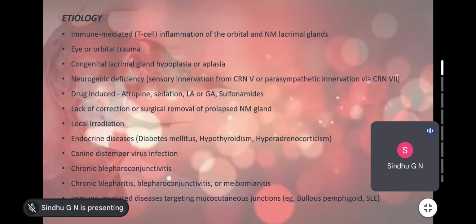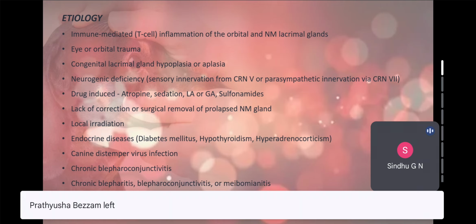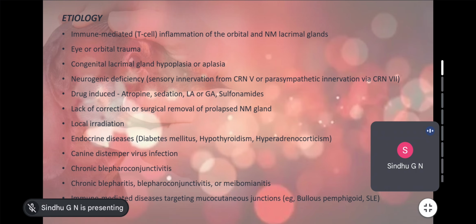So etiology of canine dry eye: immune mediated or T cell mediated inflammation of the orbital and nictitans membrane glands. Then eye or orbital trauma can cause lack of stability of the tear film, congenital lacrimal gland hypoplasia or aplasia. The neurogenic deficiency means sensory innervation from the cranial nerve 5 or parasympathetic innervation via the cranial nerve 7 can cause neurogenic deficiency. If it is a neurogenic KCS, you can see dryness of the nostrils also.